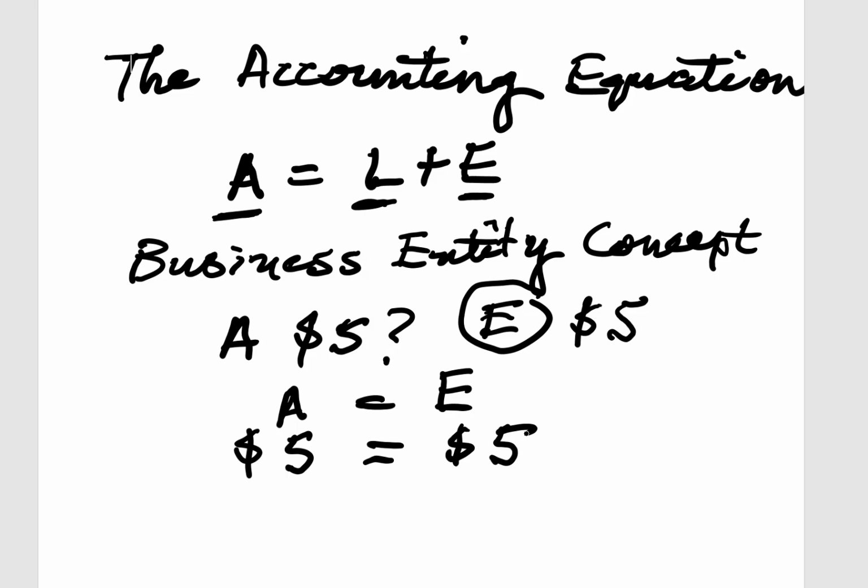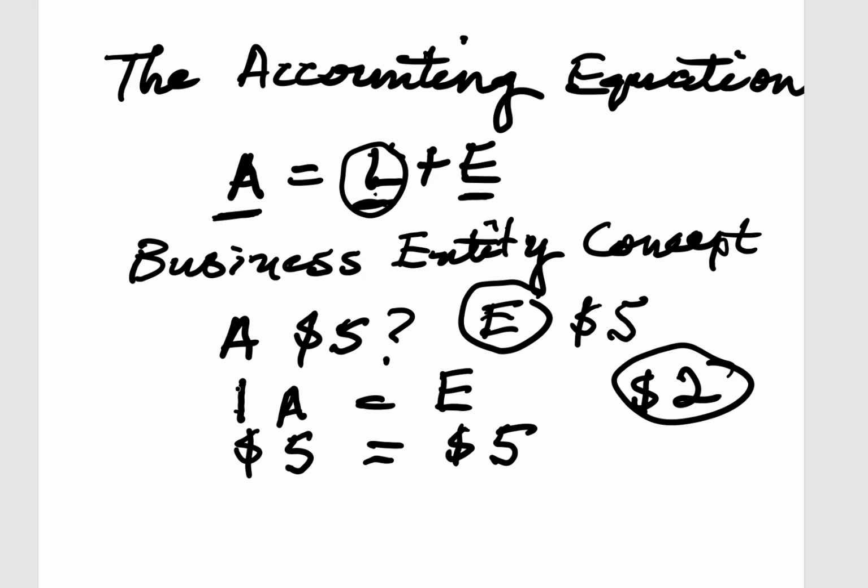Now suppose the business borrows money from the bank. It borrows $2 here. We will call it a loan. A loan is a liability. L is for liabilities here. So when the business borrows this $2 from the bank, its assets will go up by $2. So we will add $2 here. And its liabilities will go up by $2.